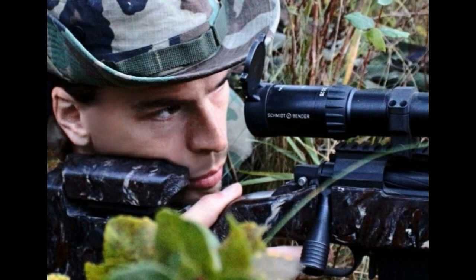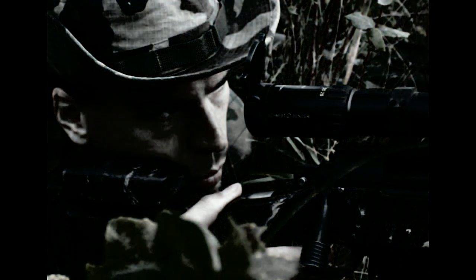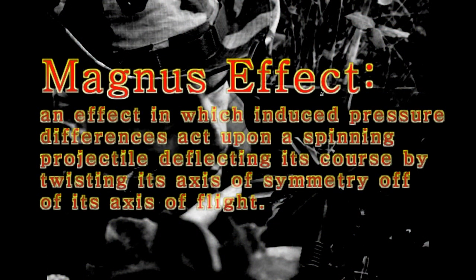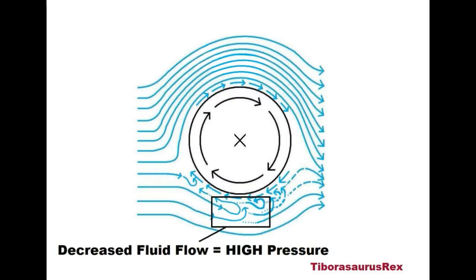And let's go ahead and define Magnus Effect here real quick. Some of you might not have any clue what we're even talking about yet. Magnus Effect is basically an effect in which induced pressure differences act upon a spinning projectile, which act in deflecting its course by twisting its axis of symmetry, the way the bullet is shaped, off of its axis of flight. So it's not going to be pointing the same way that it's flying.